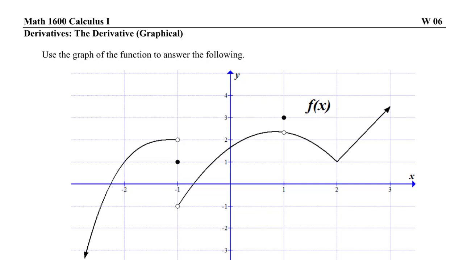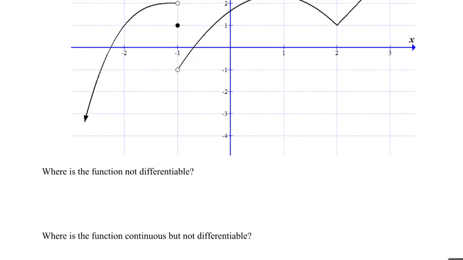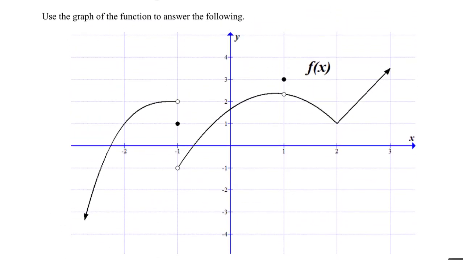Okay, so now let's look at some problems involving the derivative from both a graphical view and from a limit definition view. So these are the two worksheets 6 and 7 that I'm going to do combined here. Okay, so the first one gives us a graph and asks us a bunch of questions. The first one is, where is the function not differentiable? All right, so I'm looking for places like discontinuities, sharp corners, cusps, vertical tangents.